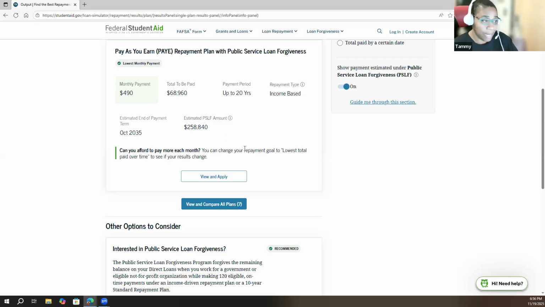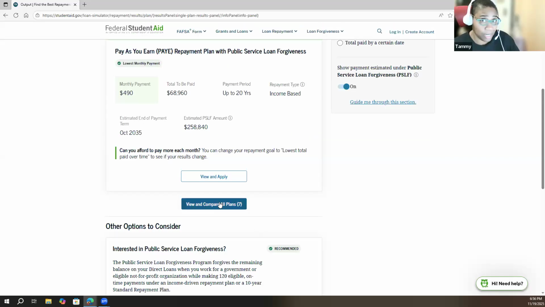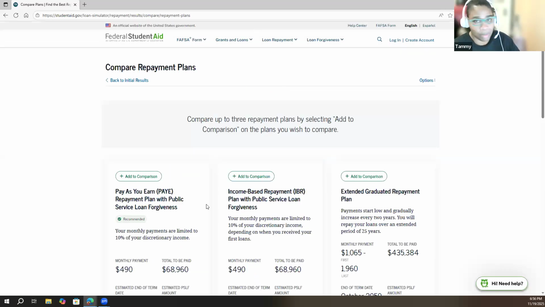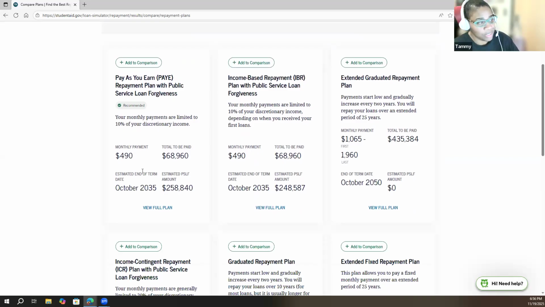But you are still able to enroll in this plan if this is the lowest monthly amount that you can receive, as long as this plan is still available. But if you want to see other repayment plans, because you'd be surprised what income-based may look like, okay? Mind you, income-based repayment, that plan is very much legal and is not going anywhere. So right here's what you're going to do: hit view and compare all plans. Remember, you don't have to agree to anything. You're just looking.